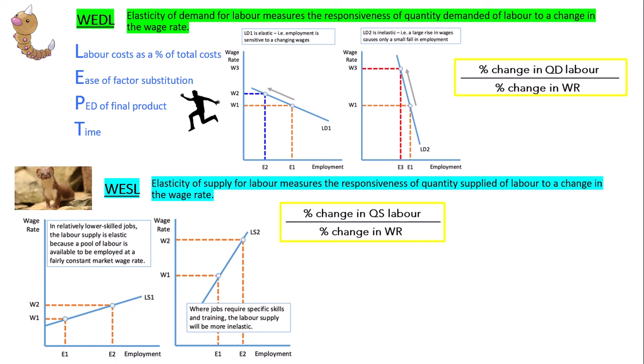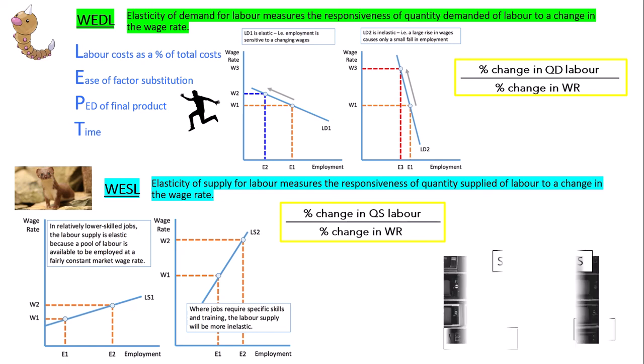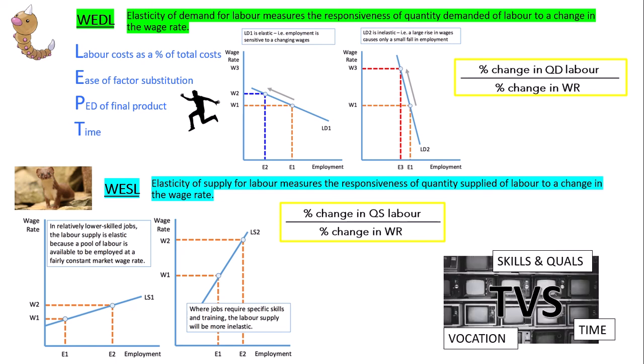And finally, see if you can identify the determinants of WESEL. There's 3. See if you can remember them. Pause the video. So you should have TVS: time, vocation, and skills and qualifications. These all impact the ability for people to respond to higher wages. So for example, skills and qualifications is probably the main one.